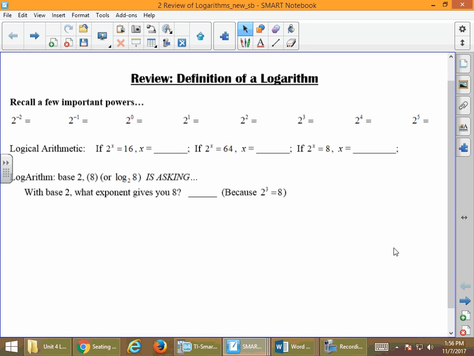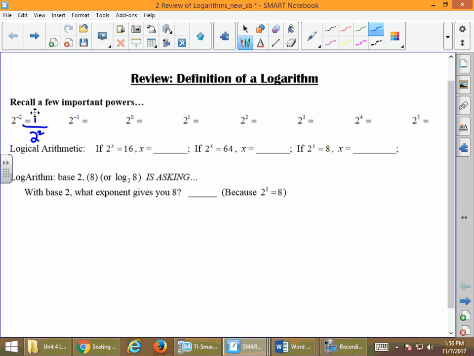Let's review the definition of a logarithm. Before we do, let's refresh our memories on what we do with negative exponents. For instance, 2 to the negative second. Remember that a negative exponent means that we flip and change the sign on the exponent. So 2 to the negative second becomes 1 divided by 2 squared, which ultimately is 1/4.